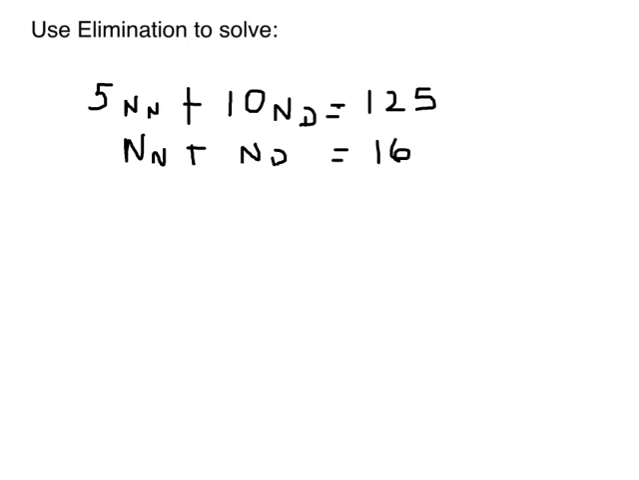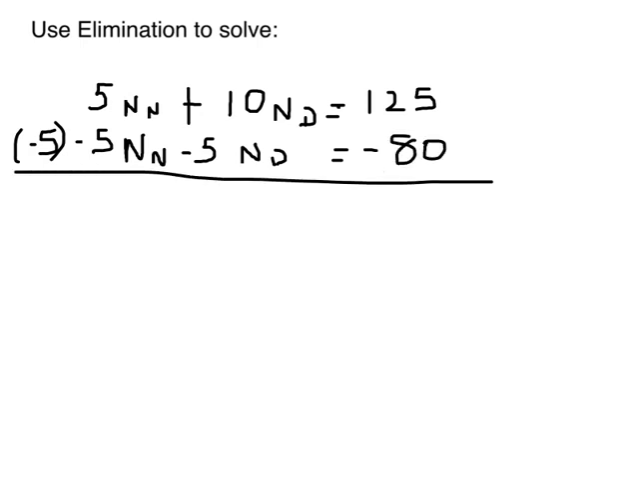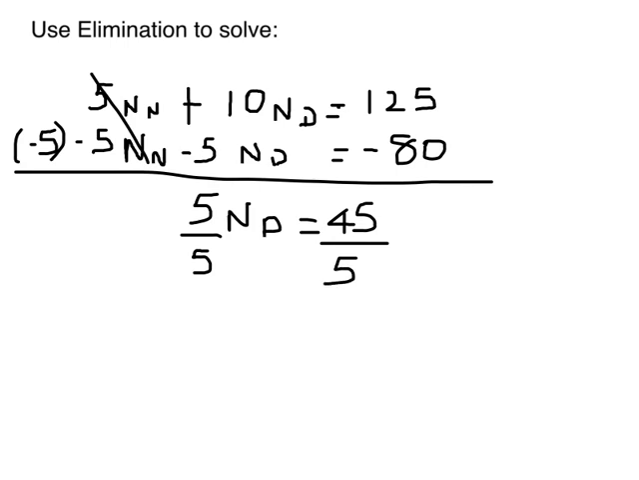So let's say we're going to multiply this times -5, and then I would get -5 n, negative, I'm going to change that plus to a minus right here. And then I'm going to change this 16 to a -80, because -5 times 16. Okay, so we'll go ahead and do our elimination. We've eliminated the 5s. Now we have 5 nD equals 45. Divide by 5. nD equals 9.